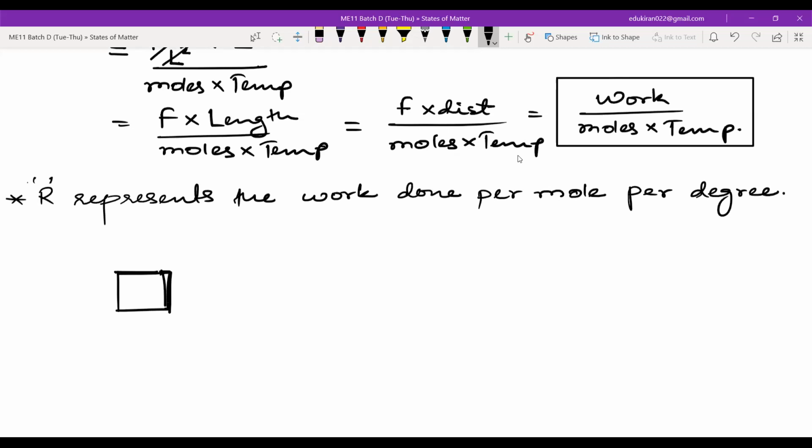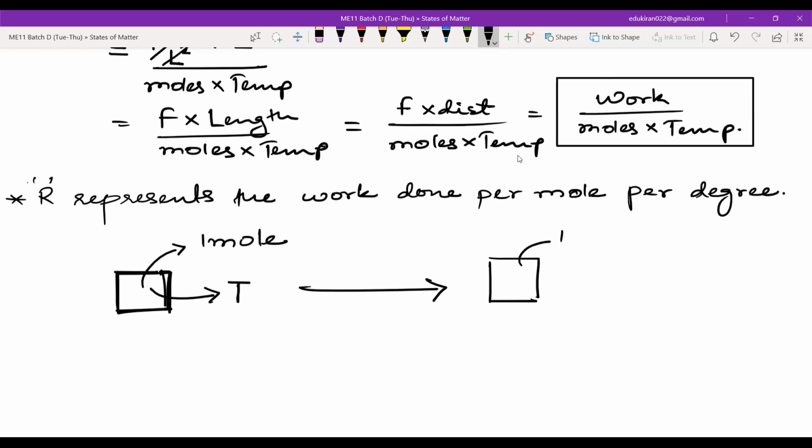If you have a sample amount of gas, and this gas is 1 mole of gas, and it has some temperature T. I want to increase this temperature, keeping the gas as 1 mole. I want to increase the temperature to T plus 1.